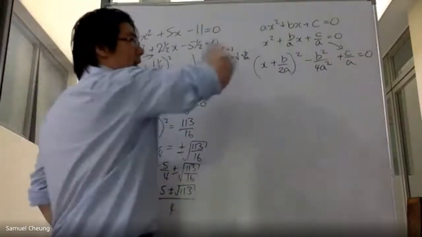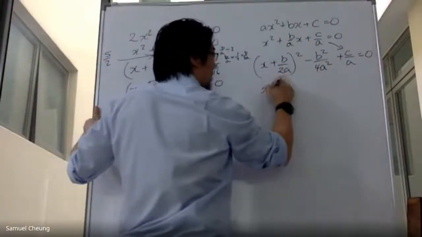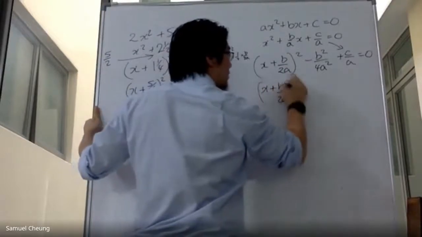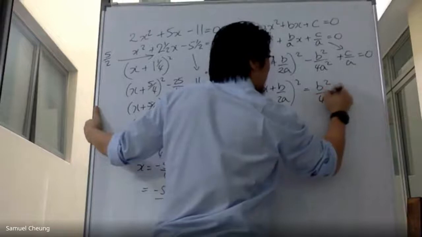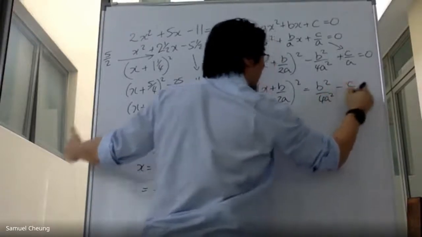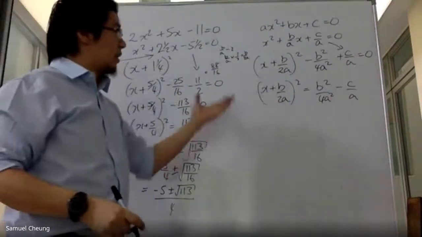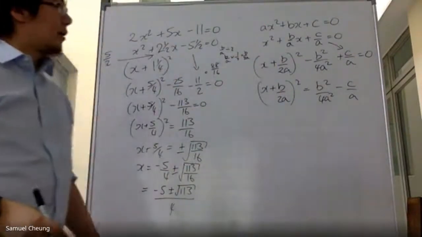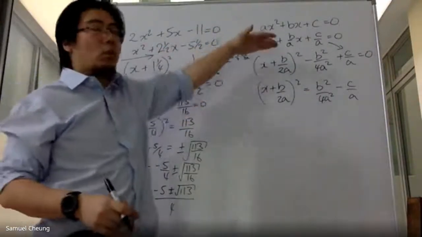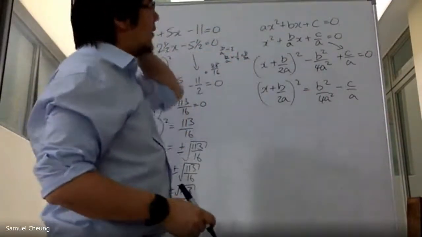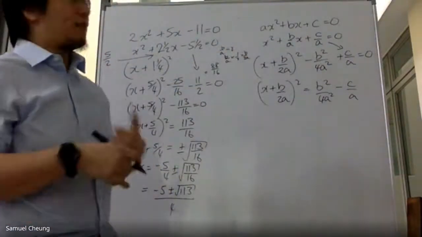Right, I'm going to take this over to the other side before I simplify it. So I get x plus b over 2a, all squared, is equal to b squared over 4a squared minus c over a. Now at this point, some of you are thinking this is a lot of algebra, but you should be able to follow it step by step, and that's what you need to do with complicated algebra like this. Just make sure you are following the steps.